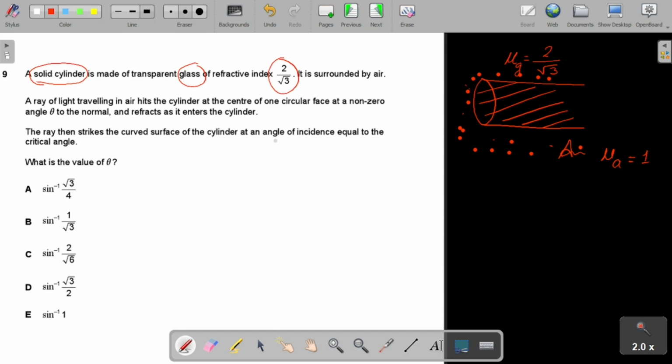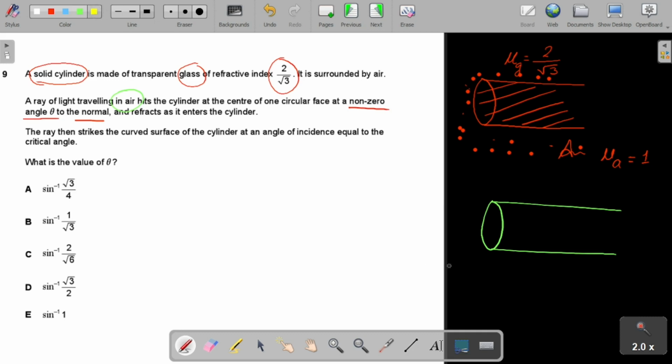A ray of light traveling in air hits the cylinder at the center of one circular face at a non-zero angle theta to the normal. Please see, let me draw the cylinder again. There is a ray of light traveling in air, and it is going to strike this cylinder at an angle of theta with the normal. So which normal? From which surface is it normal?